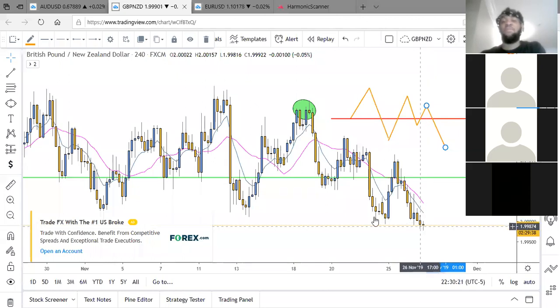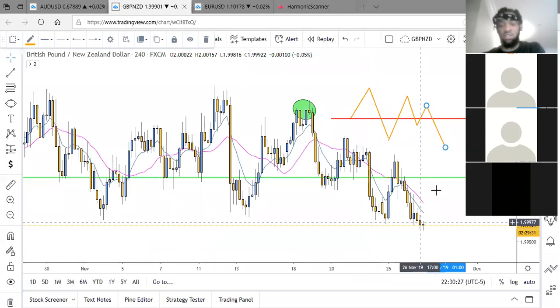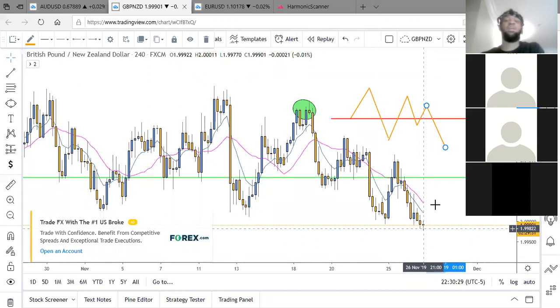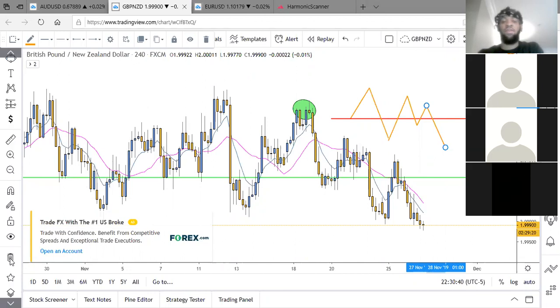First of all, support just got broken. So at any given time down here, price could retrace. I'm looking for it to make a lower high, but at any given point, it could do that. We don't control the market, so we don't know when that's going to be.